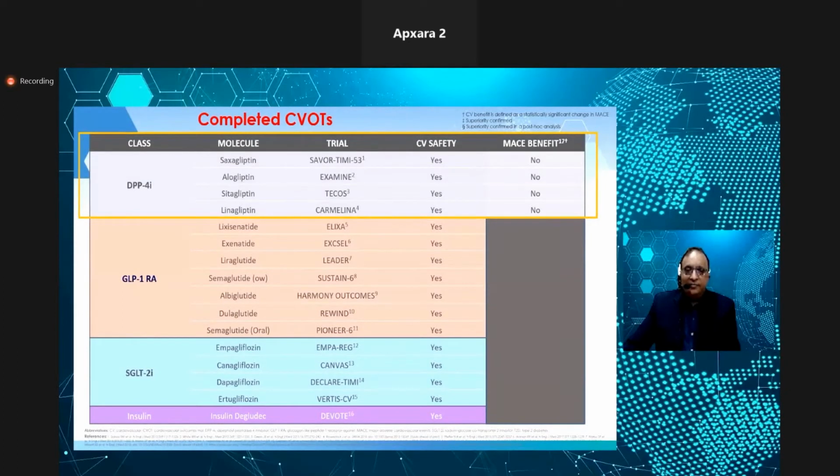For the DPP-4 inhibitors, they have demonstrated CV safety, but no MACE benefit. GLP-1 and the others I'm going to talk about in the next few slides, but effectively, DPP-4 inhibitors are safe to use in patients with cardiac disease, but do not confer any MACE benefit.